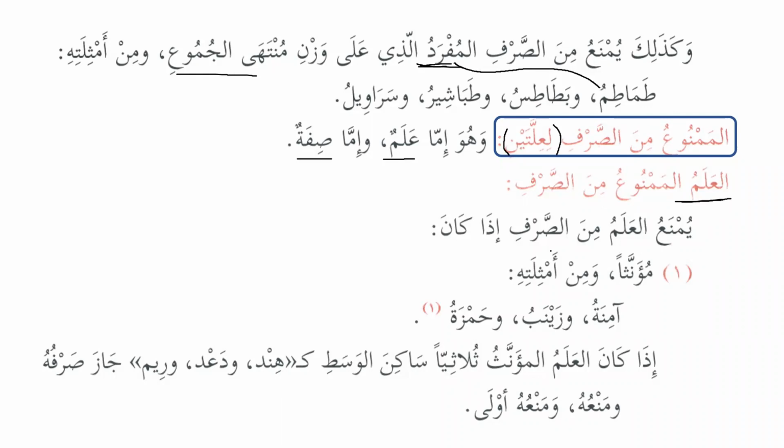يمنع العلم من الصرف إذا كان, so a noun is diptote, or it is ممنوع من الصرف if it is. يمنع, as we know that this is passive, right? منع يمنع. يمنع العلم من الصرف إذا كان مؤنثا, if it is feminine. ومن أمثلته, and from its examples, آمنة وزينب وحمزة. So now if a noun is feminine, for example, Amina, Zainab, and Hamza.